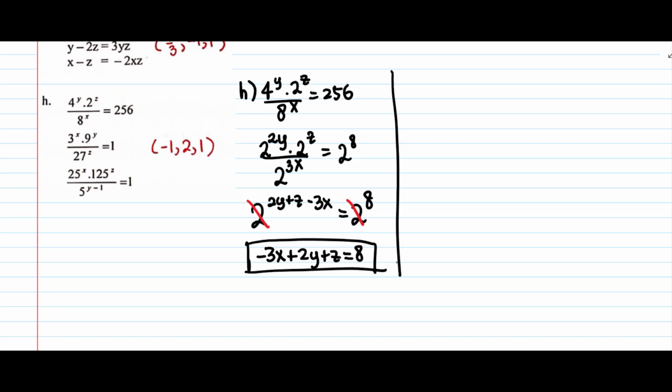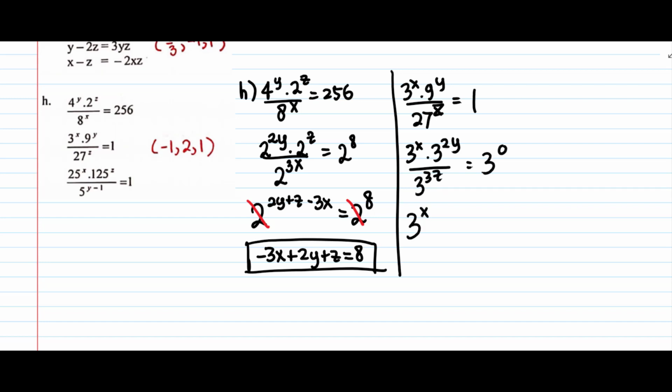And the second one is 3 to the power of x times 9 to the power of y over 27 to the power of z equals 1. Okay, 3 to the power of x times 3 to the power of 2y over 3 to the power of 3z equals 3 to the power of 0. 3 to the power of x plus 2y minus 3z equals 3 to the power of 0. We can eliminate the 3. So we will get x plus 2y minus 3z equals 0. The second one. And then the third one.